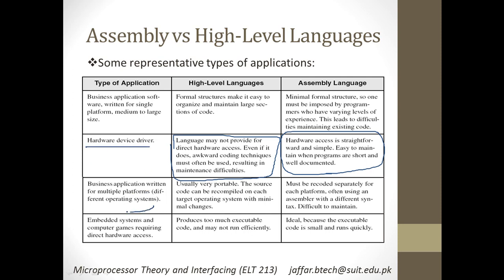Similarly, if you are writing a program for a business application for multiple platforms, this was for a single platform, and this is the kind of application that can use multiple platforms. Let's say you are using an application that is used in iOS, Apple's, and Androids as well. So these are programs that use different platforms, different operating systems or different tools. Java is much more recommended, but if you use assembly language programming, the program must be coded separately for each platform.